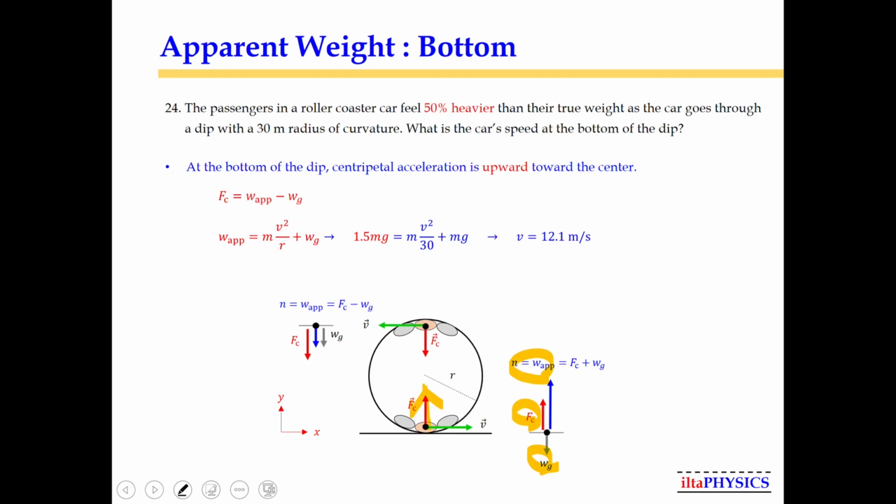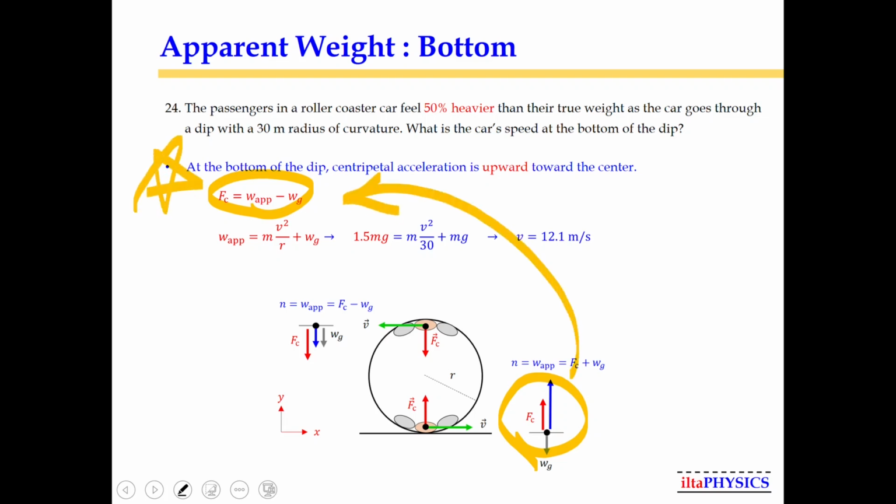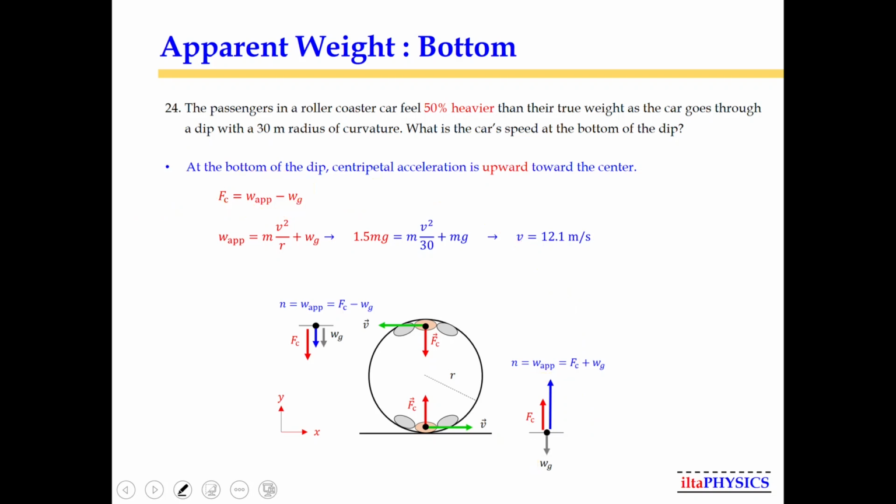The relationship considering the directions is as follows. Therefore, the apparent weight at the bottom is the sum of the centripetal force and the weight. Since the question asks for velocity, we will use the equation that includes velocity. Note that since the rider feels 50% heavier, we substitute 1.5 times mass times gravity for the apparent weight. This value equals the sum of the centripetal force and the weight. The mass m cancels out on both sides. Substituting the remaining values, the speed is calculated to be 12.1 meters per second.